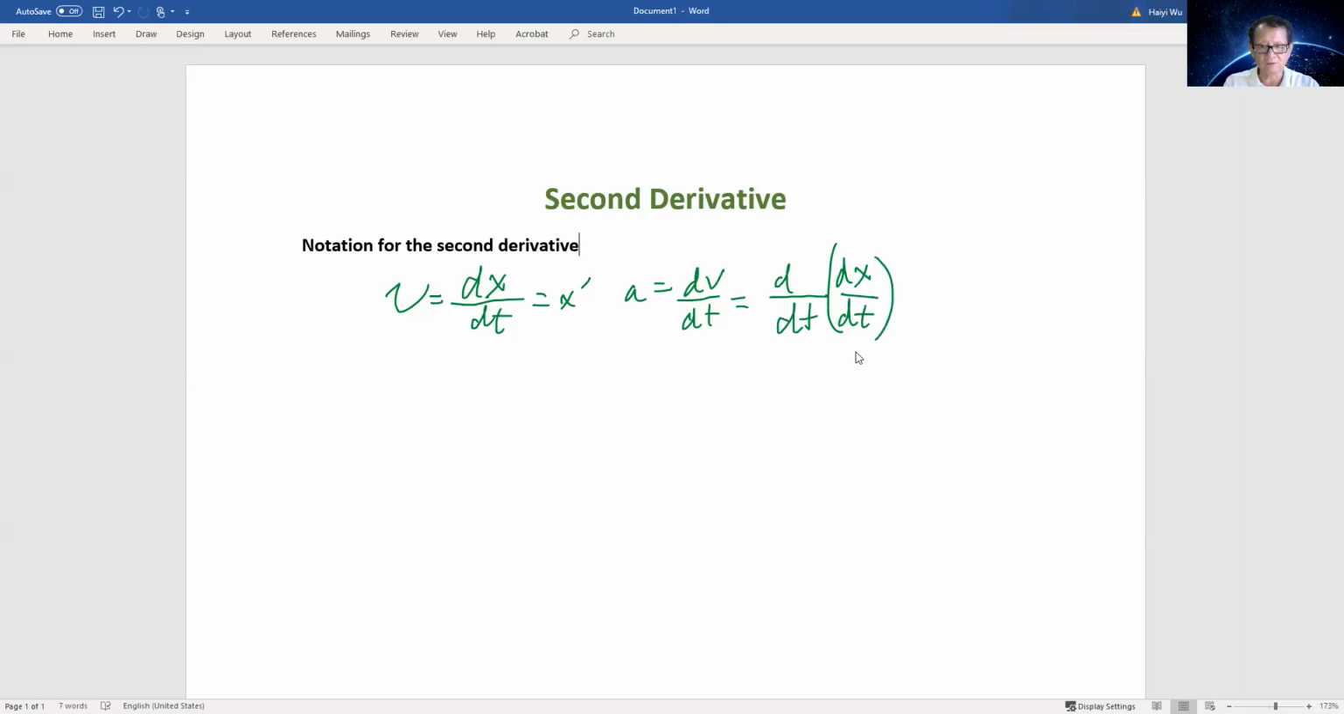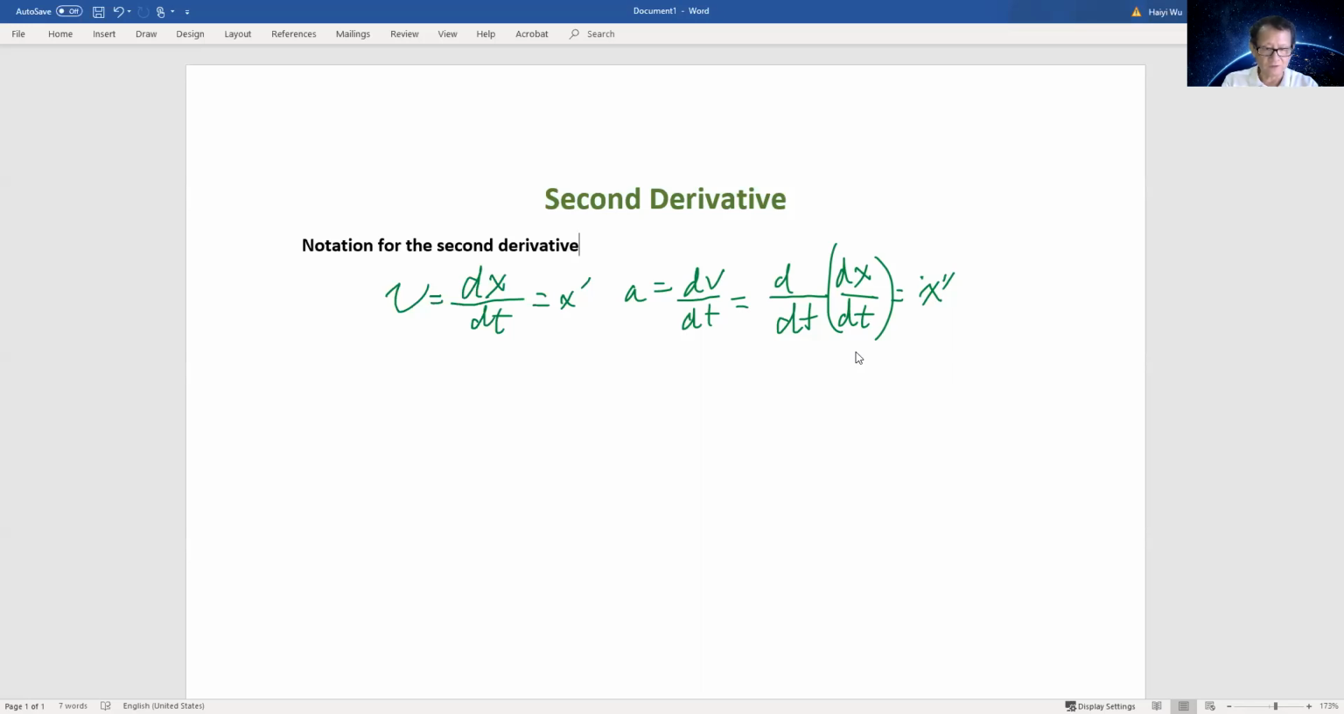So this notation has become what we call the second derivative, which is differentiating the displacement twice, which will give acceleration.